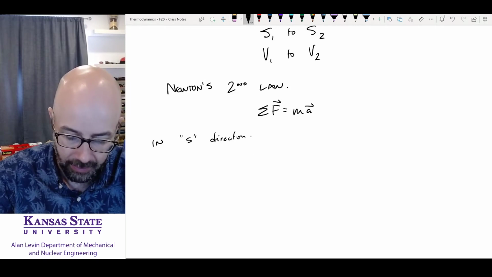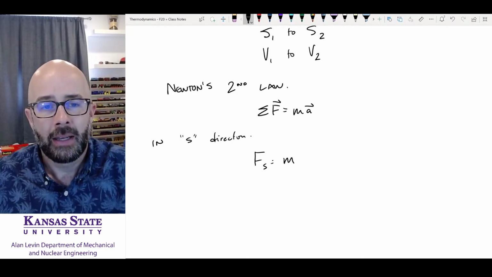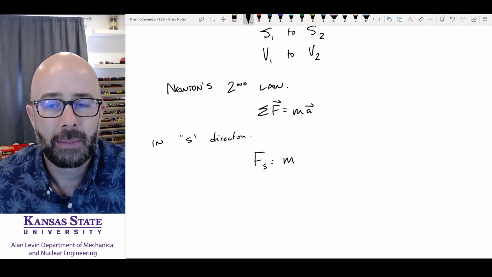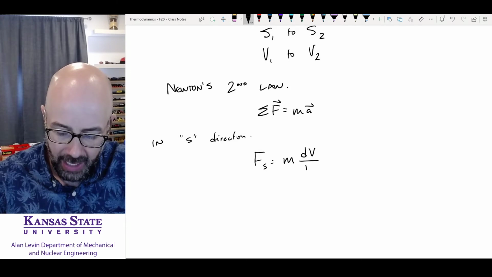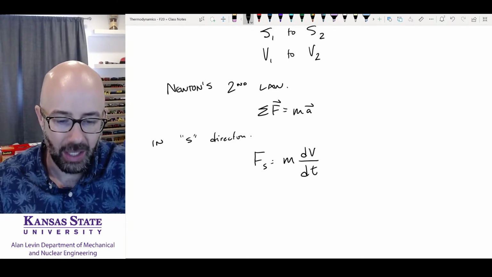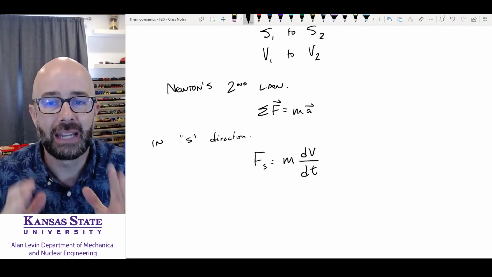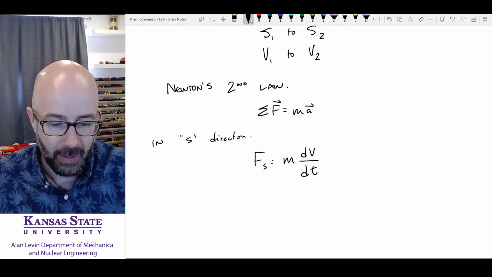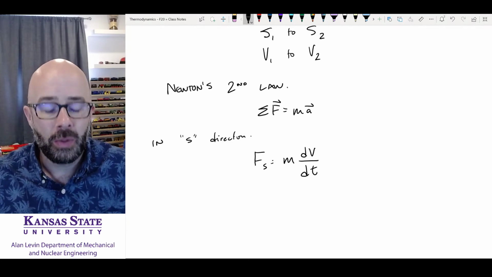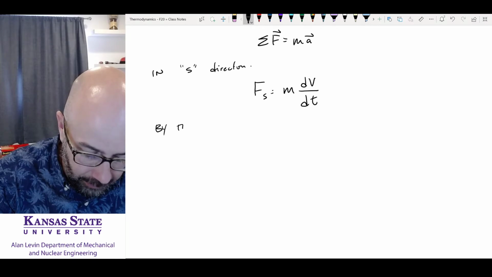So the force in the S direction is going to be mass times acceleration. Remember, acceleration is the change in velocity over the change in time. So we've rewritten acceleration, because we're given the velocity. Now, what I want to do is take advantage of the chain rule.